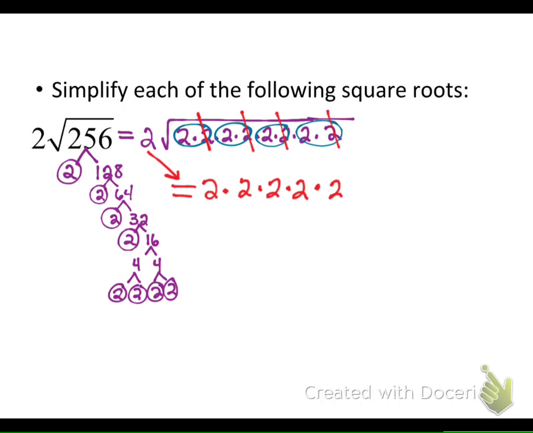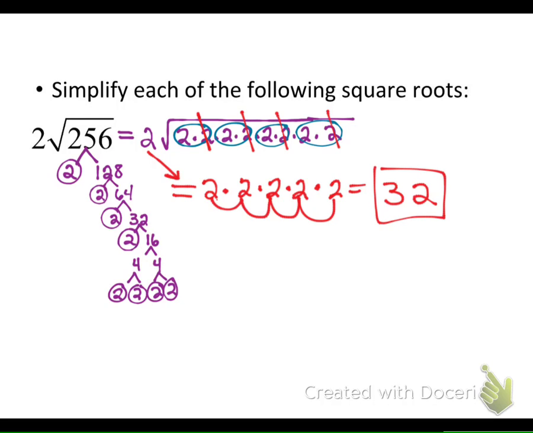So what's 2 times 2 times 2 times 2 times 2? So what's 2 to the 5th power? So 2 times 2 is what? 4 times 2 is? 8 times 2 is? 16 times 2 is? Oh, you said 16? 2 times 2 is 4, 4 times 2 is 8, 8 times 2 is 16, 16 times 2 is 32. So my final answer is going to be 32.